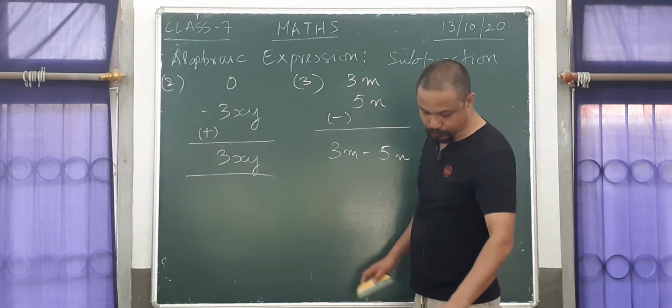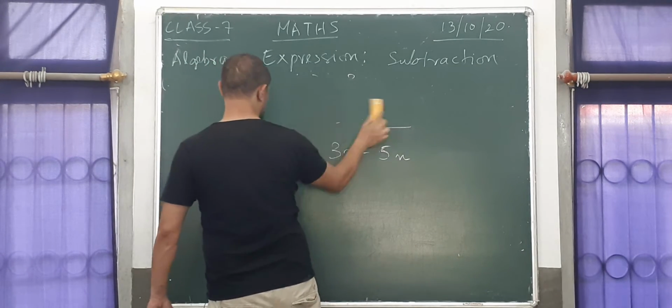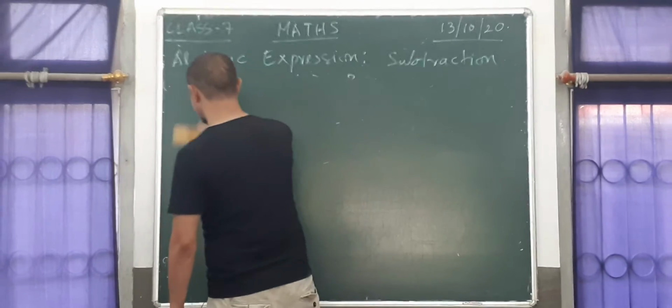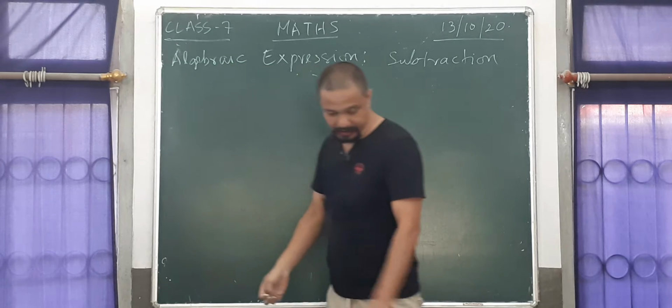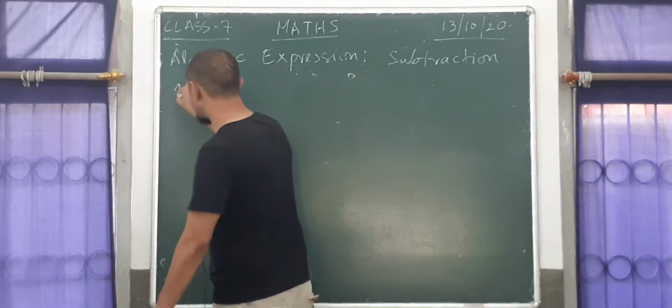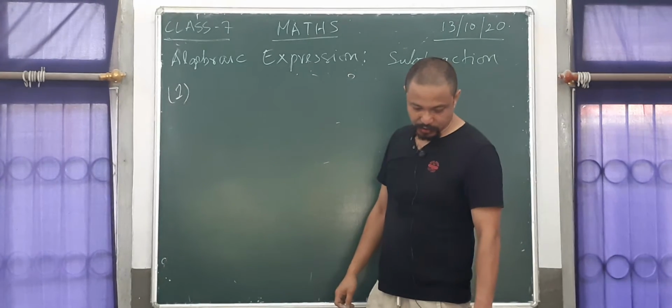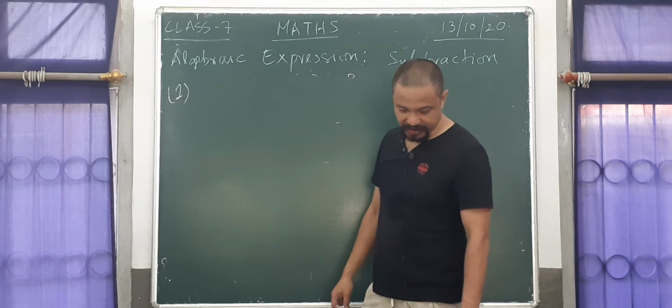Now I'll go to a little bit higher. This was just single term. Now we'll be dealing with two terms, subtracting two terms. Okay. The next example that I'll be doing is, I'll call this number 1 again since it's a different type. Okay. So it says subtract 2x plus 3y from 3x plus 7y.